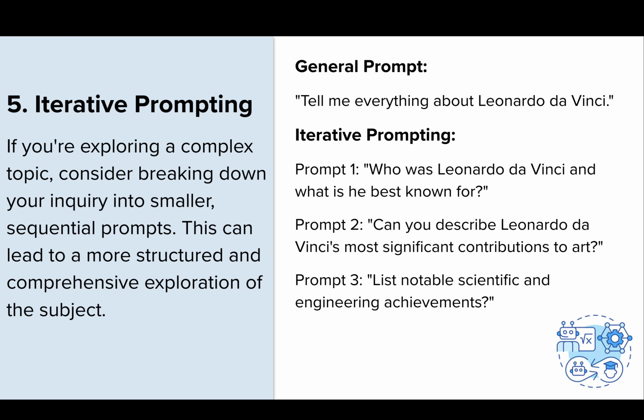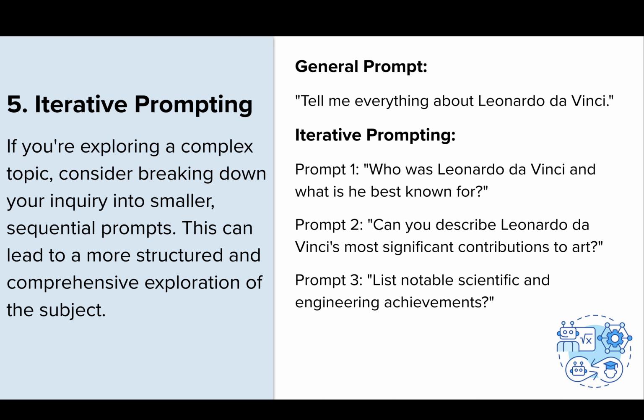So this is a great example. Tell me everything about Leonardo da Vinci. That would obviously yield a very detailed and verbose response from the AI tool. But iterative prompting may get you the information you want in a more structured format. Who was Leonardo da Vinci and what is he best known for? Can you describe his most significant contributions? List notable scientific and engineering achievements. And maybe the 4th prompt would be focusing on one of those achievements. So very similar to structuring a program into discrete functions or subroutines.